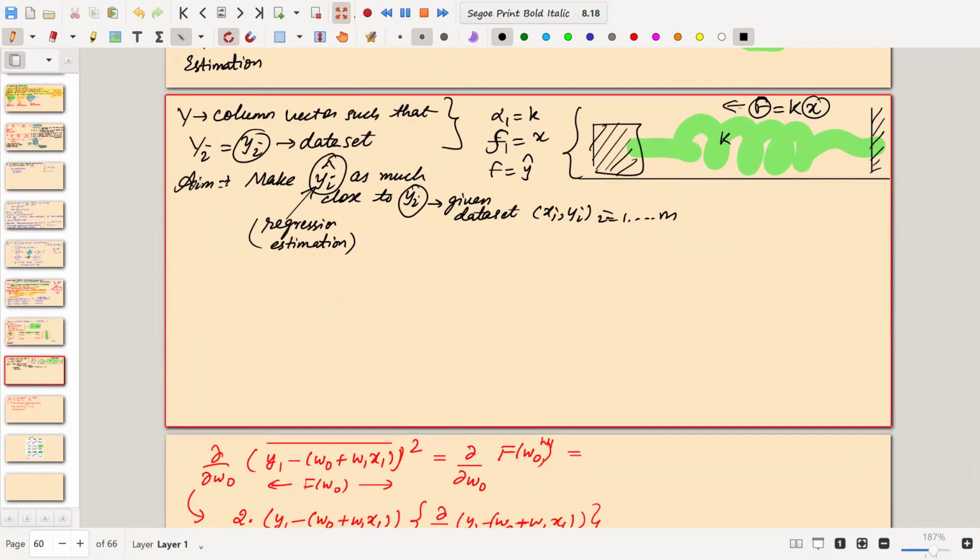Now let us understand this geometrically. So you have yi, the given data set, maybe this one. Maybe this is the vector y. Maybe this is your regression vector. That is y cap.